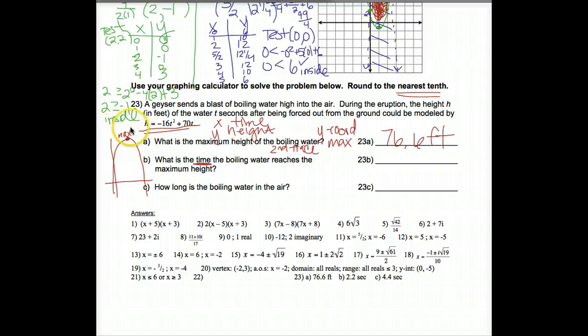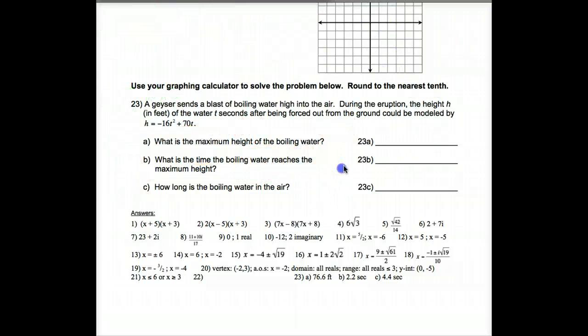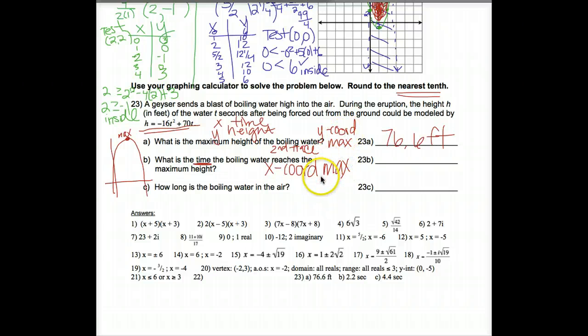So you don't have to do anything else in the calculator. It's the exact same thing you just did, except now we're looking at the x coordinate of the maximum. So if you already deleted what you did in A, then you'll have to repeat it. But otherwise, if it's still there, just look at what the x coordinate of that maximum is. Again, rounded to the nearest tenth, that's going to be 2.2 seconds.